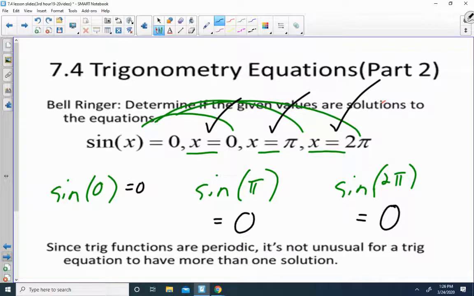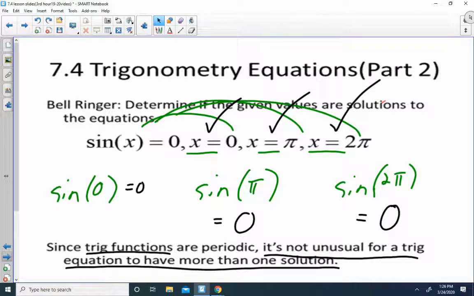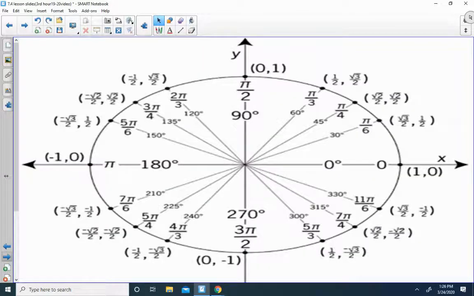And this is due, if you look at that unit circle, since it's periodic, or since the unit circle allows us to do multiple loops, it's actually not unusual for a trig equation to have more than one solution. Basically, I'm just repeating what's on the board right here. So from here on out, you are going to need your unit circle. So go ahead and find your unit circle, have it handy. You will need it for the rest of this lesson.